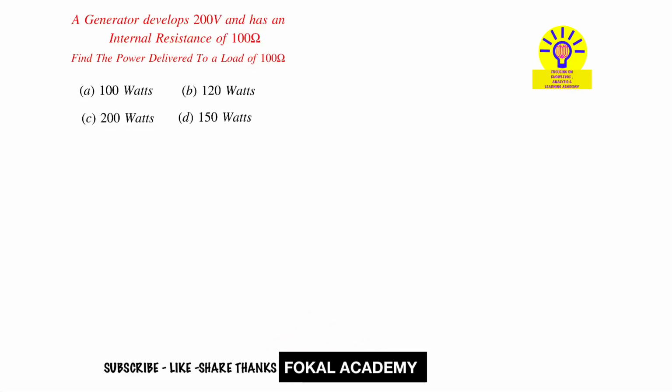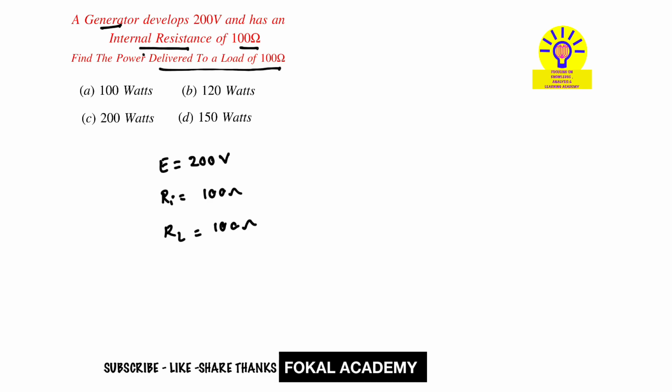See in this problem, a generator develops 200 volts and has an internal resistance of 100 ohms. Then find the power delivered to a load of 100 ohms. So according to the problem, the generated voltage is given as 200 volts, and for this generator the internal resistance is given as 100 ohms. So internal resistance is given as 100 ohms and load resistance is given as 100 ohms.